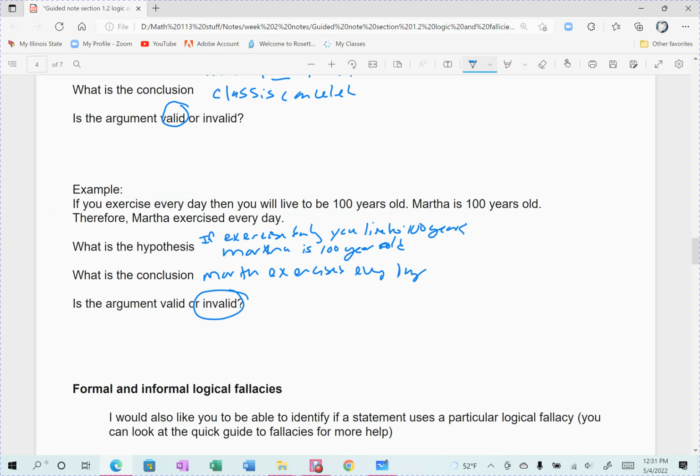And that should make sense, that one's an invalid argument. This one has more to do with the logic of the statement being incorrect. So this is more going to be a fallacy, which we're going to talk about in the next set of notes.